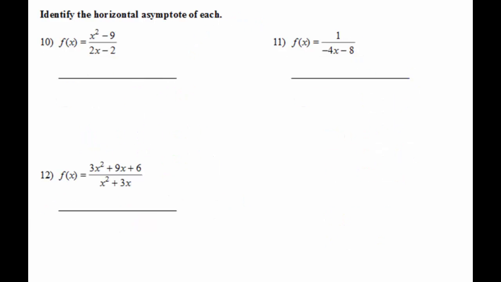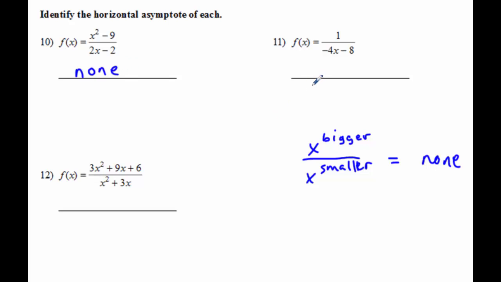Now in our notes, we had a chart that we talked about. I don't remember what order it was in, but it said if x has a bigger exponent on top, then it's none. So that would be this case right here. X squared over 2x. My exponent is bigger on top, so there is not a horizontal asymptote at all. If you graph this, it's going to look really weird compared to the other graphs that we did in this chapter.